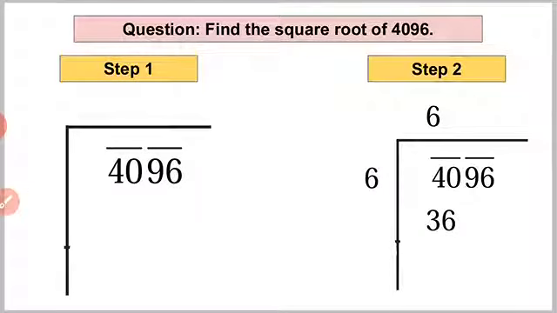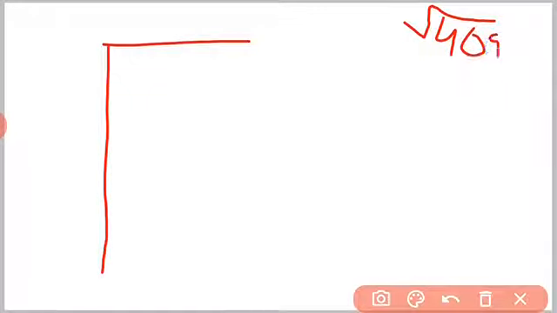Find the square root of 4096. So what will be the first step? Now we have to find the square root of 4096. 4096 is a perfect square and there are 4 digits in the perfect square, that is, it is even. So how many digits will be there in its square root? Yes, 4 by 2, that is equal to 2 digits.